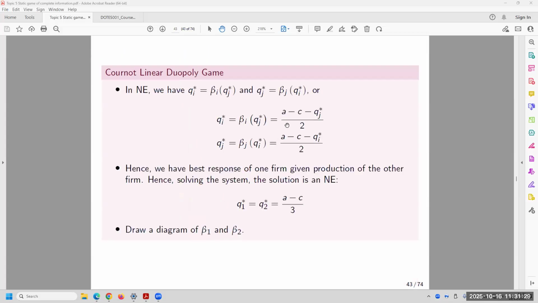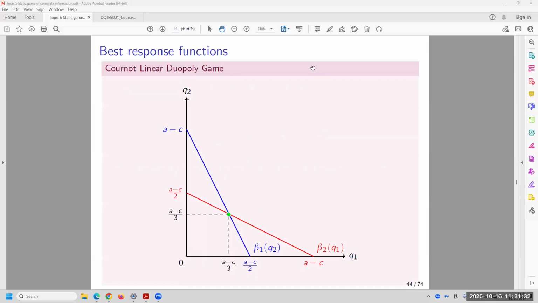Why do you have this and why do you have that? Look back. So Q1 is A minus C minus Q2 over 2. And similarly, I'm sorry for the color, maybe I should do it again because I used the blue color for player 1. Player 1 is Q1 equals A minus C minus Q2 over 2, and Q2 is A minus C minus Q1 over 2.